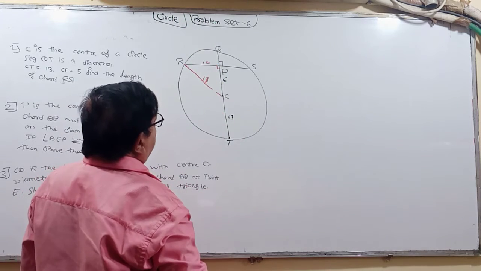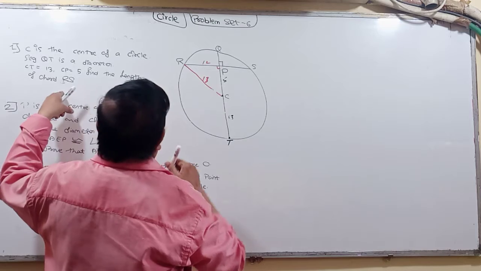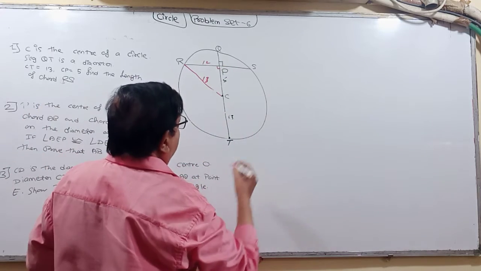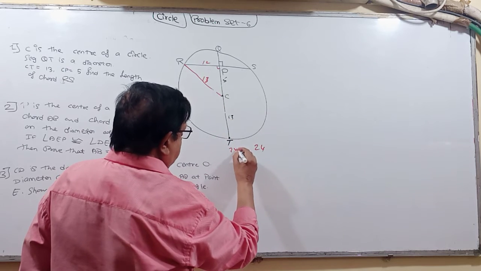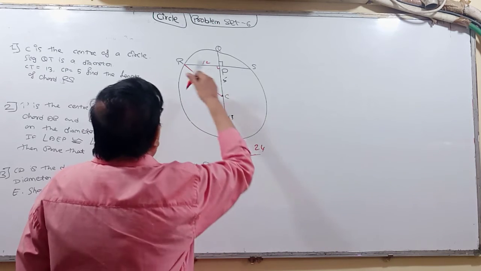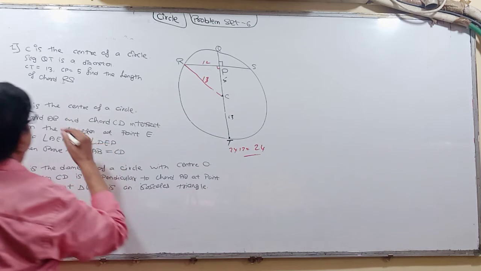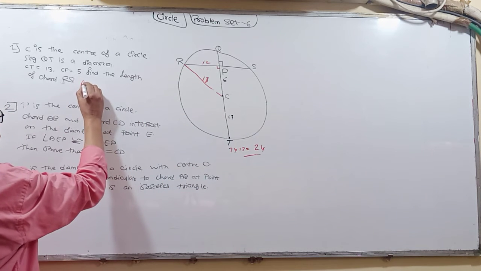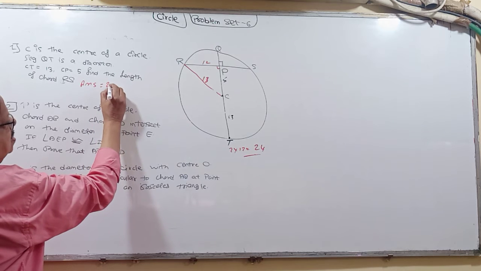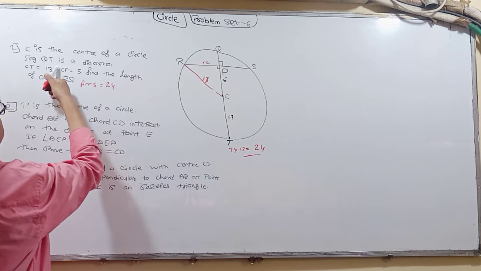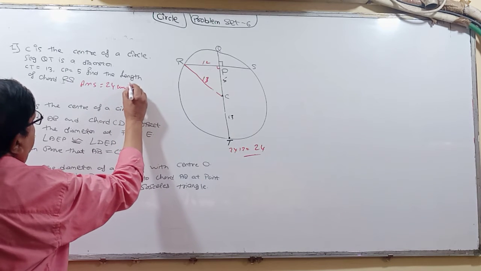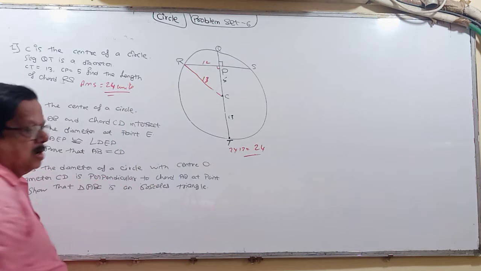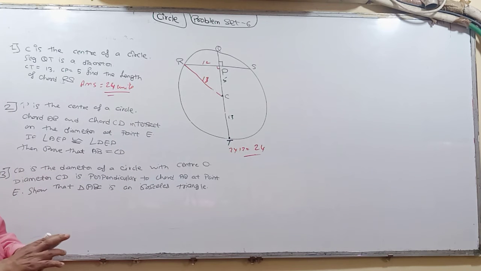So if R is also 12, what is the length of the chord? Double of this. Length of the chord will be 24. Twice 12. 2 into 12 equal to 24 is the length of the chord. So what is the length of the chord RS? Answer is 24 centimeter. Was centimeter given? Nothing was given, so write 24 units. This was the first one. Right. We'll go to the second one.